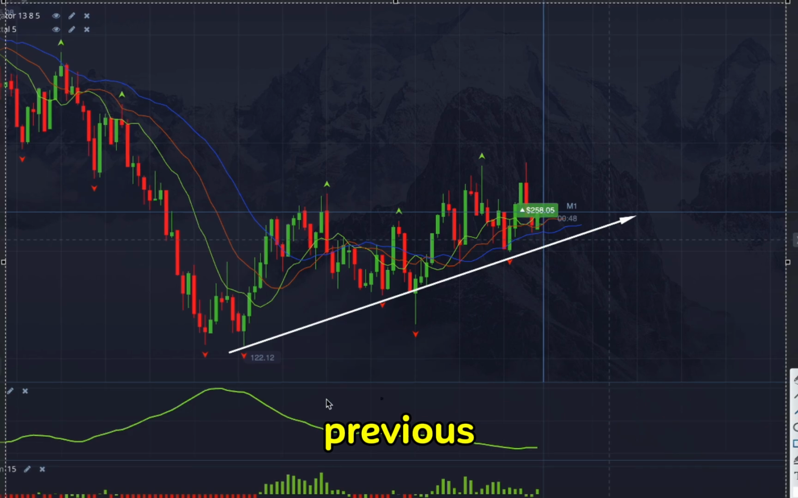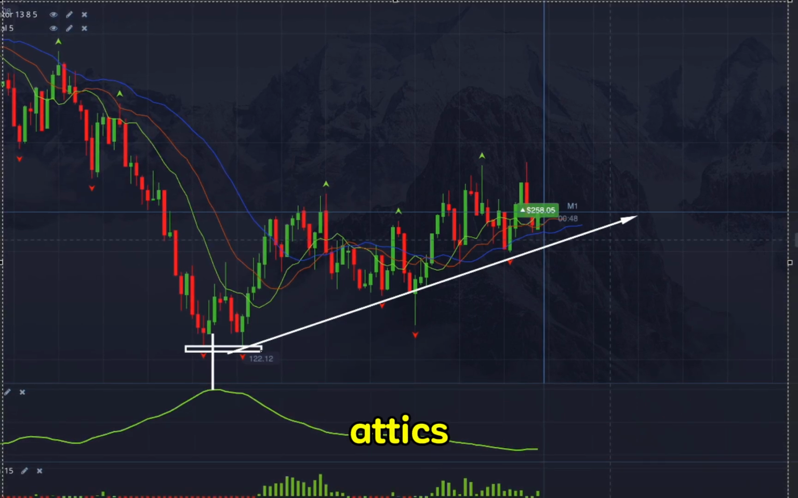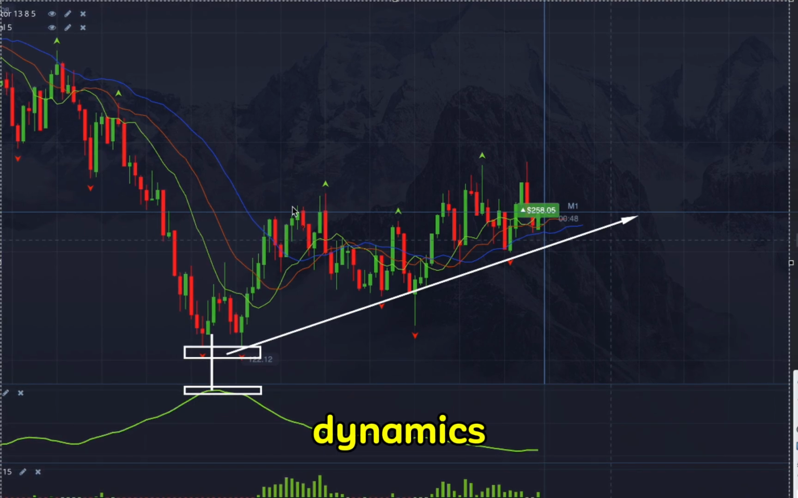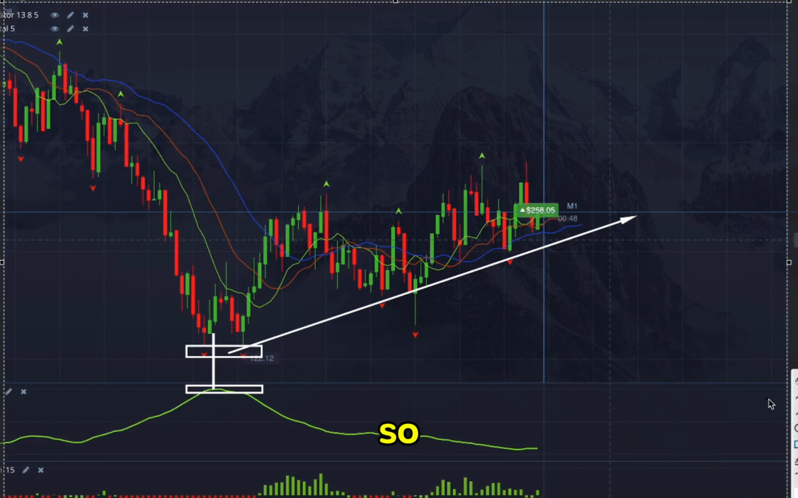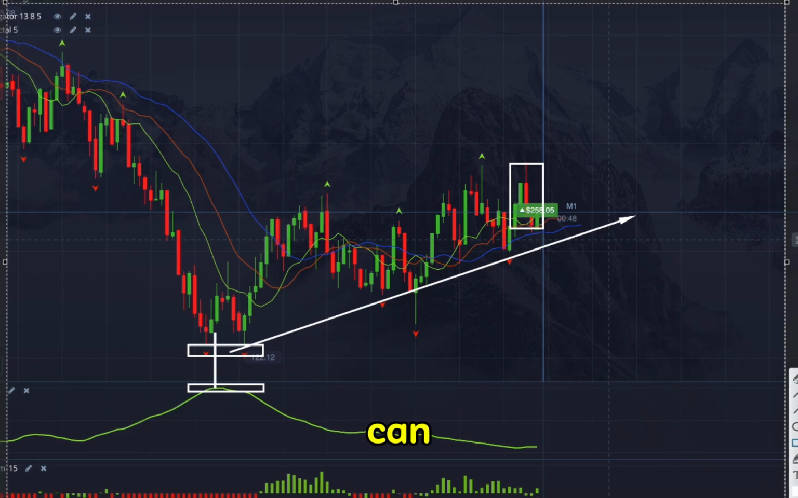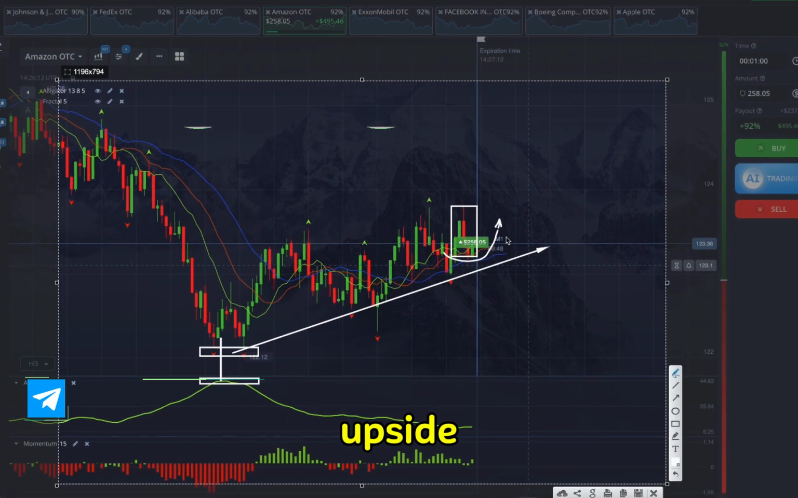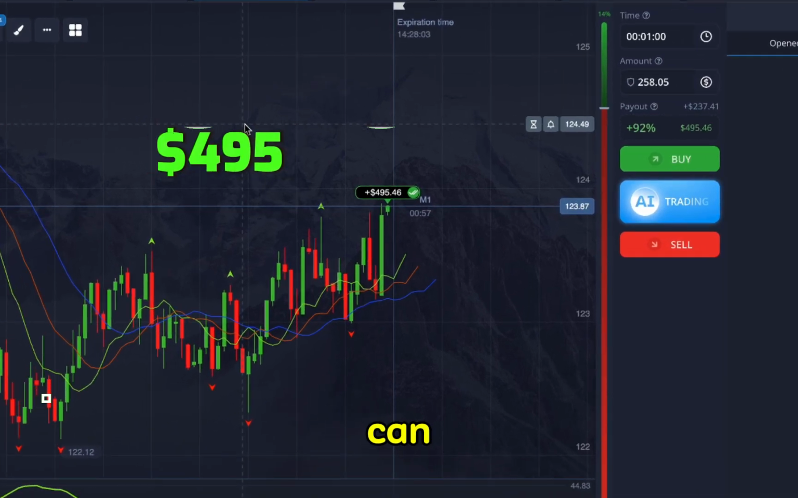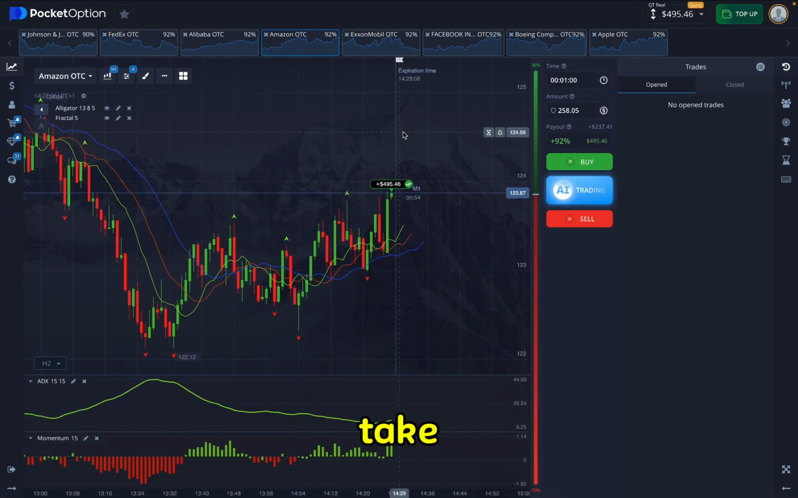Just like in the previous trade, ADX reached its maximum and starts to show a reversal in the dynamics. Earlier, it was downward. So after this pullback, we can open a position on the upside again. And as you can see, we had a very strong close. Let's take the next trade.